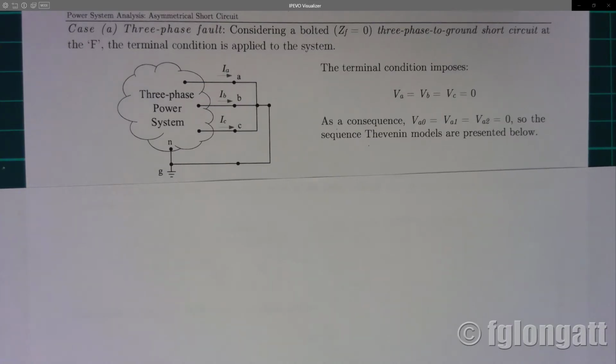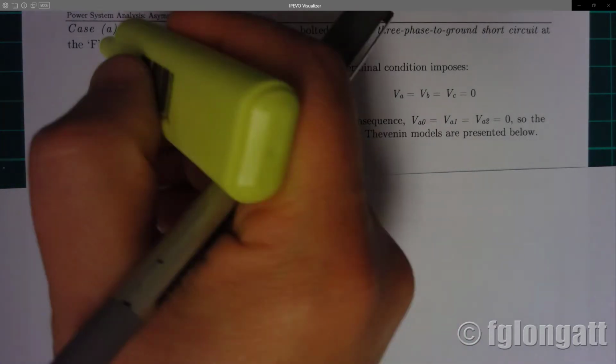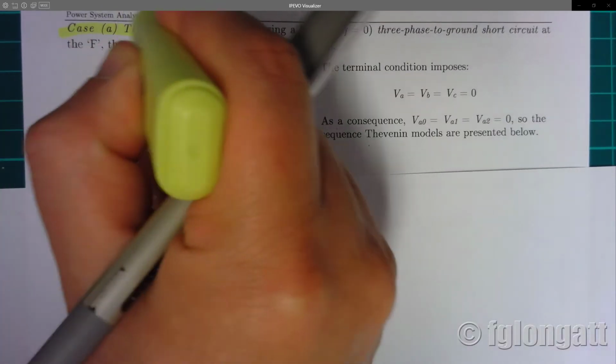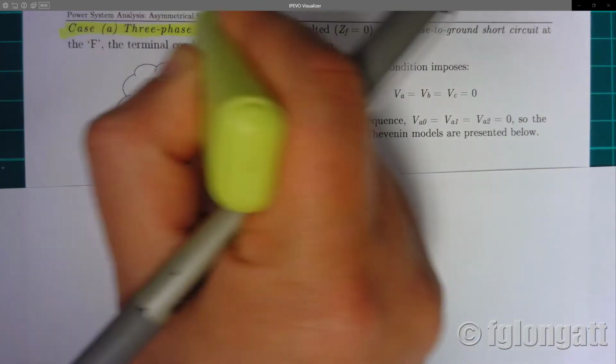Okay, now we are ready to attempt the first question. And the first question is probably very interesting for my students, okay? Because the first question is related with a three-phase fault, okay?